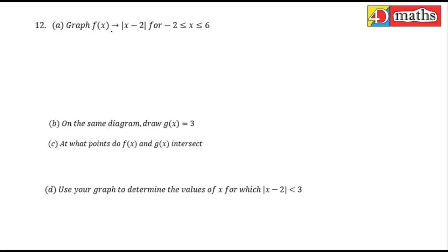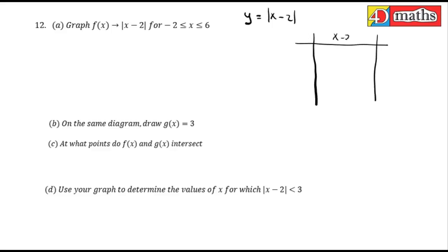Graph y is a function |x − 2|, with the two straight lines each side, for all the values between −2 to 6. So you have to graph this function. Another way to write that function is y equals |x − 2| with the modulus signs. Basically what this means is that this number always has to be positive. So in order to graph it, I need to create points.